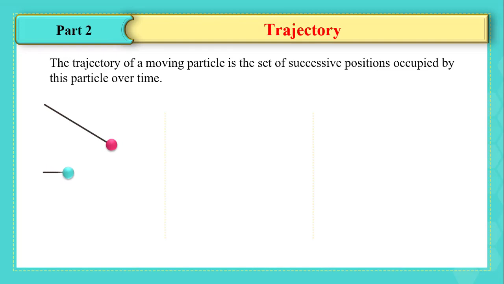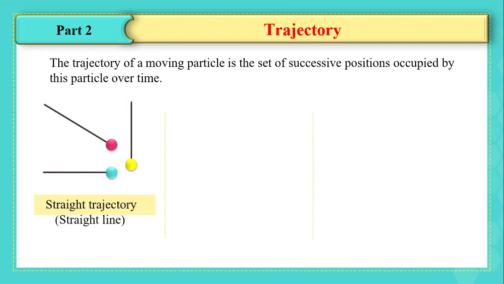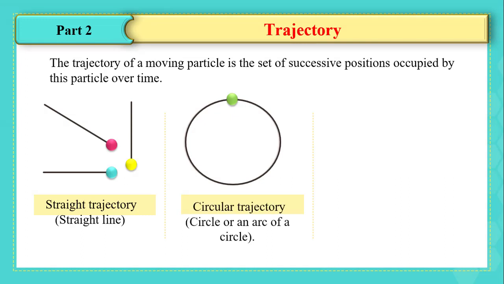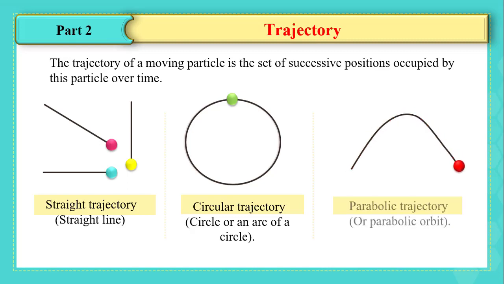If the path followed by the particle is a straight line, then the trajectory is said to be a straight trajectory. If the path followed by the particle is a circle, then it is said to be a circular trajectory. And if the path is a parabolic branch, then it is said to be a parabolic trajectory.